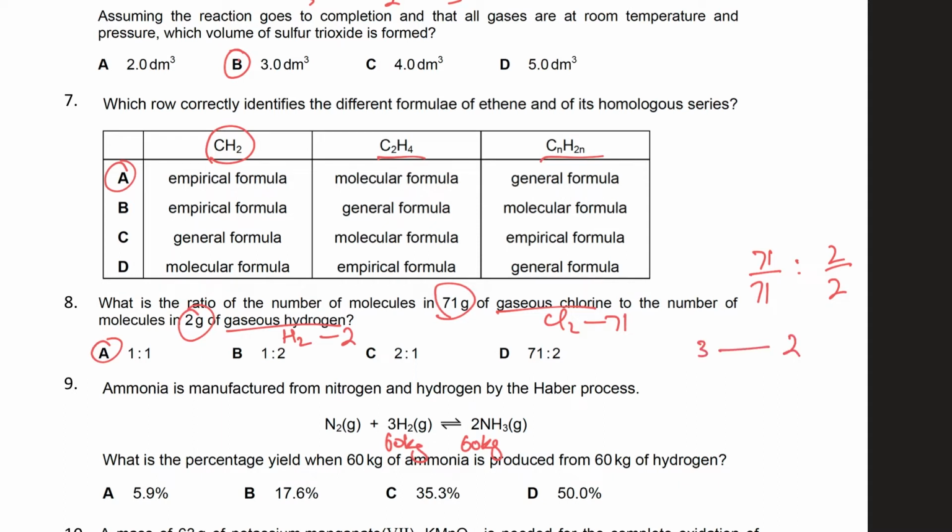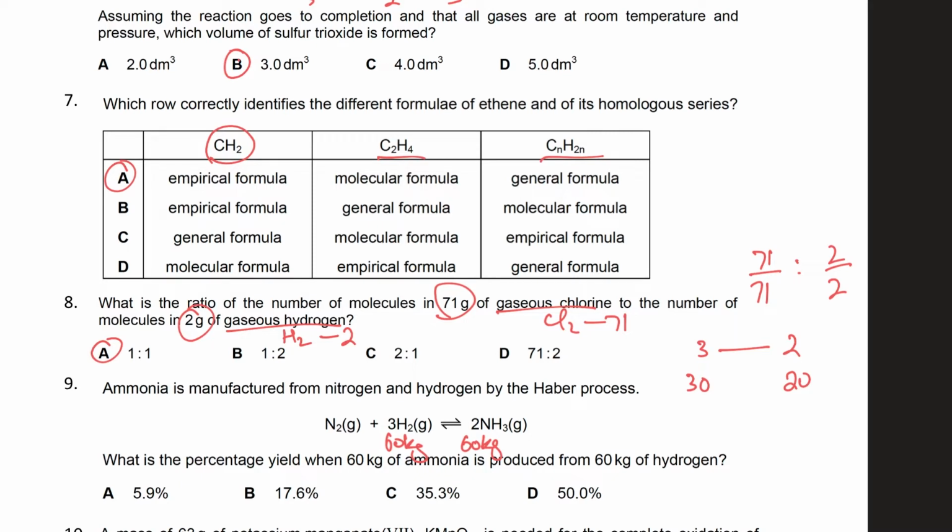Now, how many moles is 60 kg? I'm going to keep the K out of this. I'm going to multiply it with K at the end. So 60 divided by 2 will give me the moles of hydrogen. So 60 divided by 2 is 30. So 30 moles, in fact 30,000 moles of hydrogen should produce 20,000 moles of ammonia.